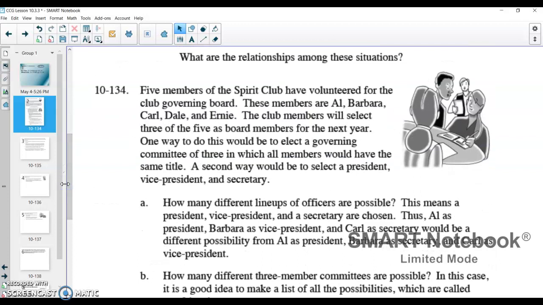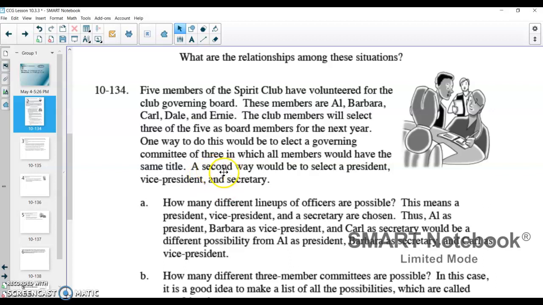So the first problem here, an important one, and we'll get right into it. So 5 members of the Spirit Club have volunteered for the club governing board. These members are Al, Barbara, Carl, Dale, and Ernie. The club members will select 3 of the 5 as board members for the next year. One way to do this would be to elect a governing committee of 3 in which all members would have the same title. A second way would be to select a president, vice president, and a secretary. And right there is going to be the thing that separates us from a permutation and a combination.